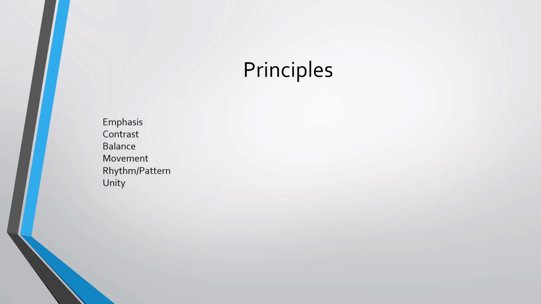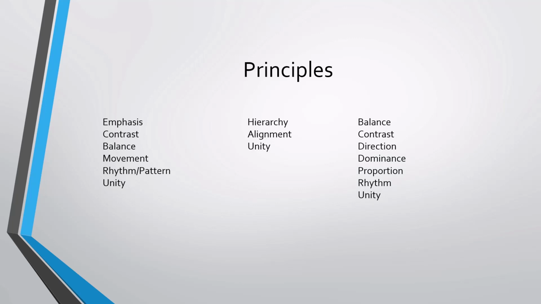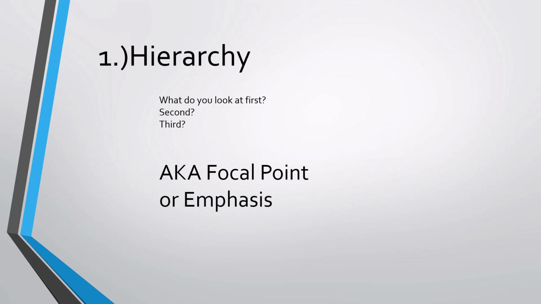So our book gives us emphasis, contrast, balance, movement, rhythm or pattern, and unity. Other books present just hierarchy, alignment, and unity. Hierarchy is basically emphasis. It's what's more important and what is emphasized. And yet another book has balance, contrast, direction, dominance, which is basically hierarchy, proportion, which is also kind of hierarchy, rhythm, and unity. So it's all over the board.